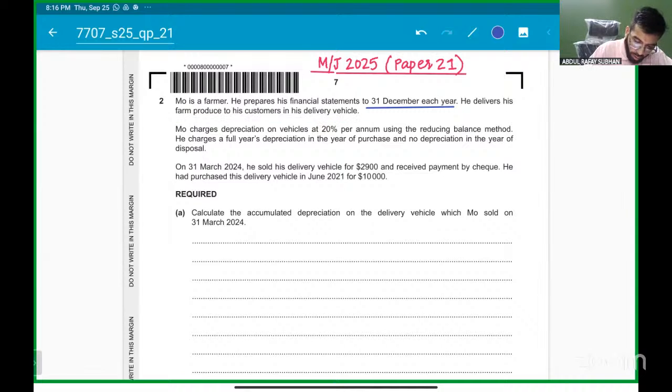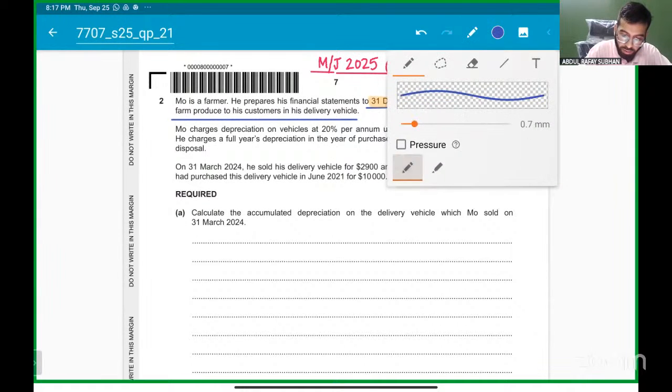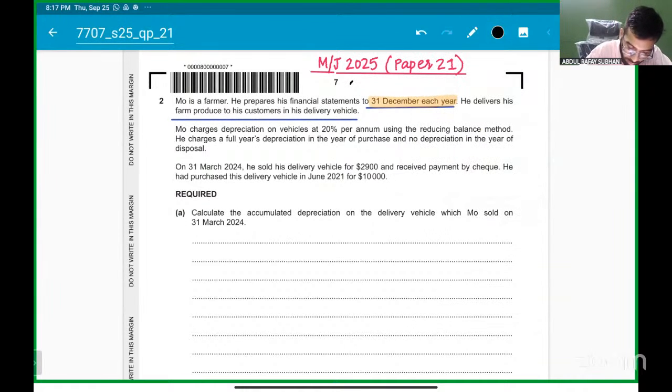So whatever his farm produces, he delivers to his customers in his delivery vehicle, and the year is ending on 31st December. The depreciation chapter is all based on when the year is ending and when the year is starting. So the year starts on 1st January, sir, and the year ends on 31st December. Am I right? Everyone got this clear, students?